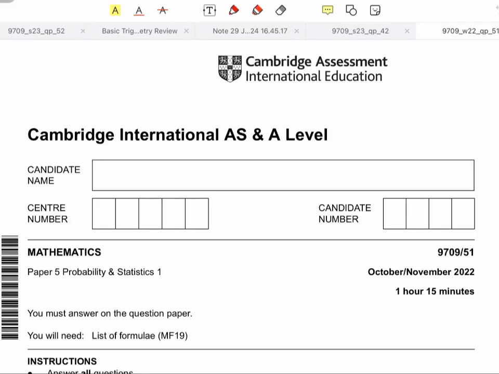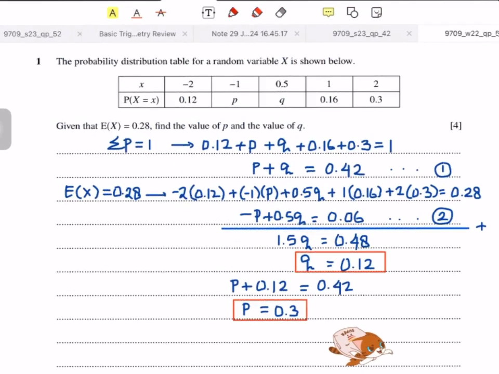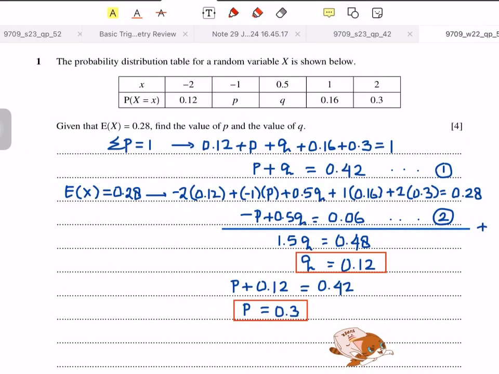In this video we are going to discuss probability and statistics 1 taken from October-November 2022 paper 5.1. Question 1. The probability distribution table for a random variable X is shown below. Given that E(X) is equal to 0.28, find the value of P and the value of Q.